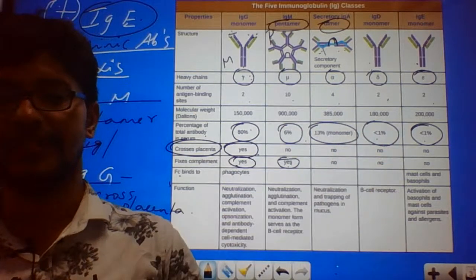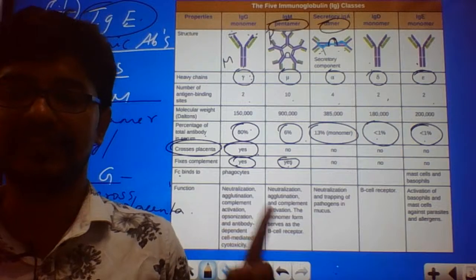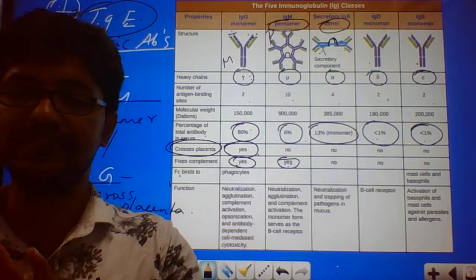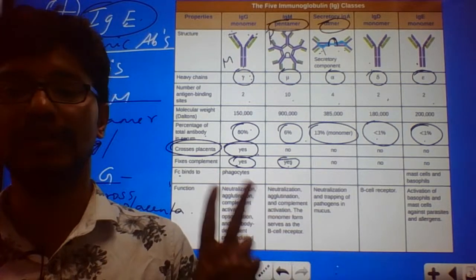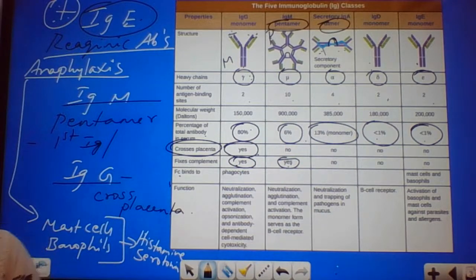Okay? So the FAB and FC regions, light chain. Disulfide bonds connect the heavy chain and the light chain, and the heavy chain and the heavy chain. So disulfide bonds cannot be connected between two light chains. In the structures, you just be very careful with it. So we're done with the immunoglobulins. Next, let us move on to the functions.